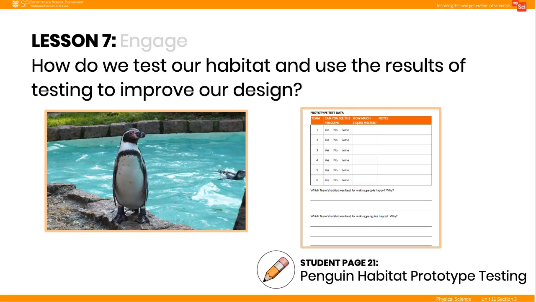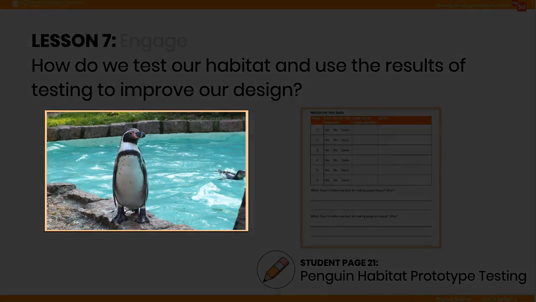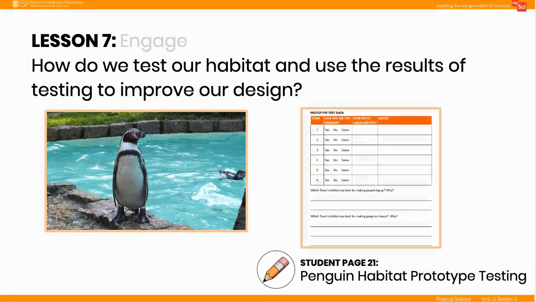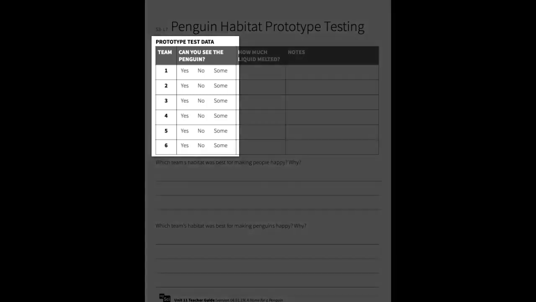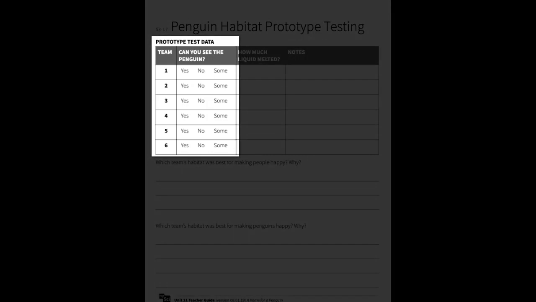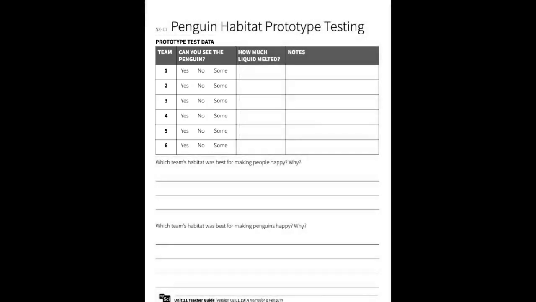In the Engage, start by showing this image to students, asking what they notice about the zoo exhibit. Then direct them to Student Journal page 21, Penguin Habitat Prototype Testing, explaining that first they will evaluate each team's habitat to see if it meets the needs of zoo visitors. Remember, zoo visitors need to be able to see the penguins. As each team presents their habitat and explains their design choices, the other students can mark yes, no, or some to indicate if they would be able to see the penguins in the habitat.